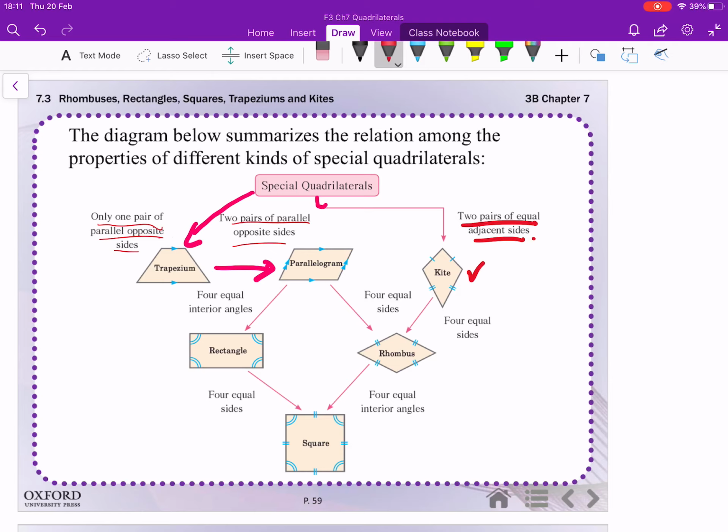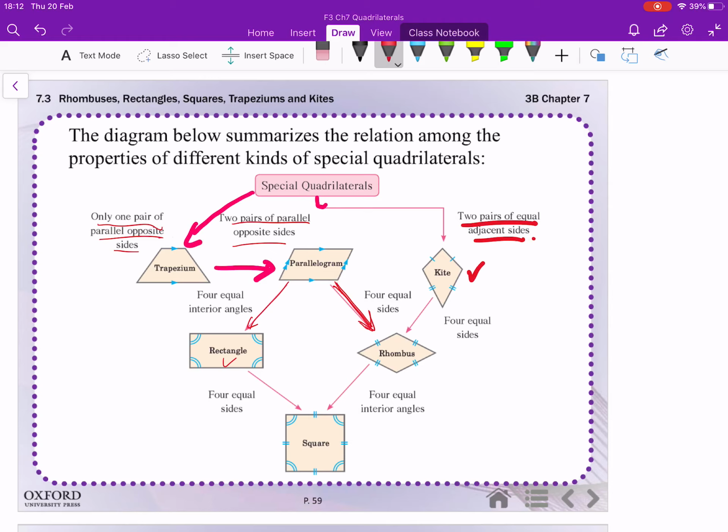And then for a parallelogram, we can also specialize it in two different directions. If we add the condition of equal interior angles, we have rectangles. Or if we specialize in another way, add the condition of equal sides, we have a rhombus. Okay, actually we can result in a rhombus in two different ways. One is we can specialize the parallelogram with the condition of equal sides.